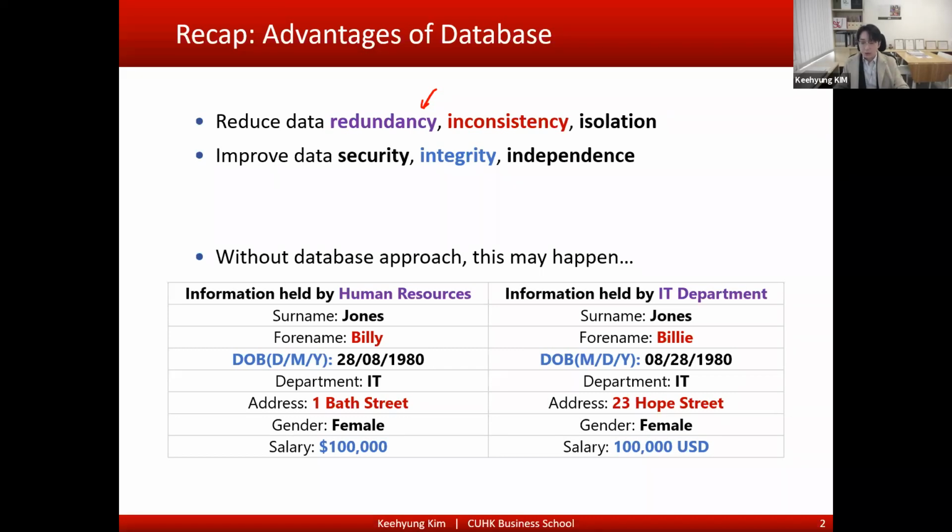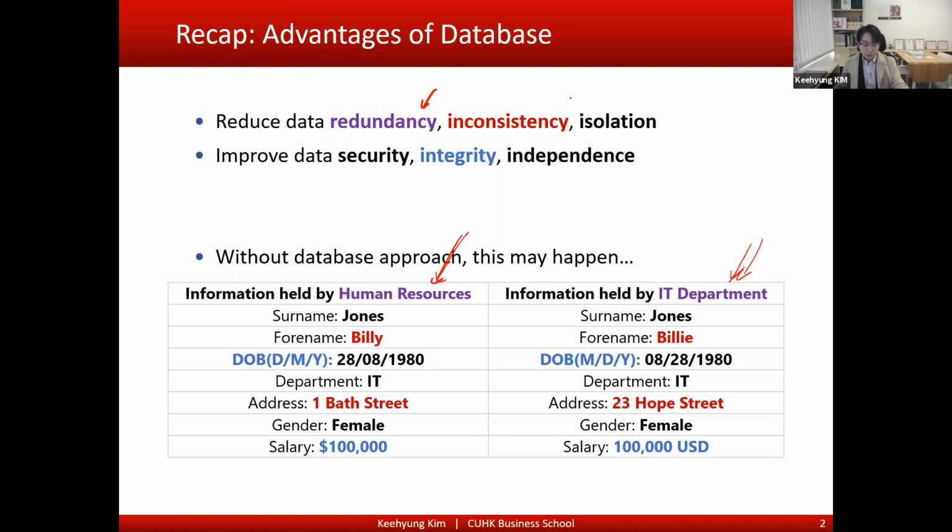When an employee joins a company, the human resource department will keep his information. Let's say this guy is actually working in the IT department. Then the IT department will also have a copy of that employee's information. That means the same information is stored in two different places. In this case, there is a data redundancy problem because we have redundant information. We don't need two copies. We just need one copy stored in a centralized system. However, if we don't use the database approach, this problem may happen.